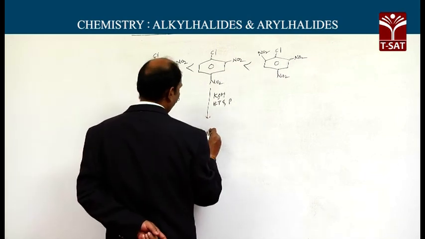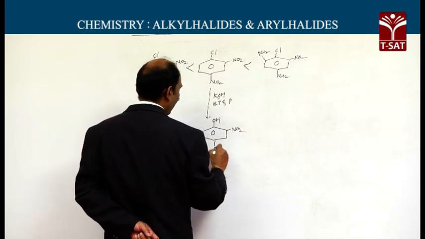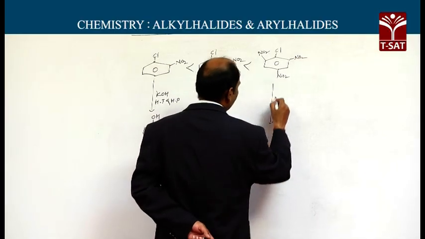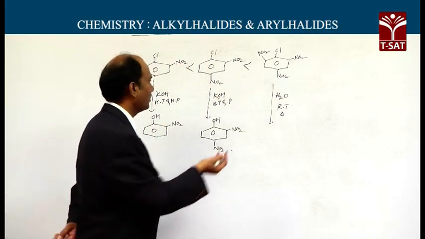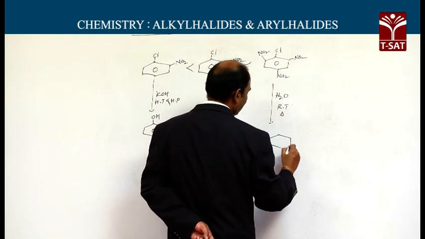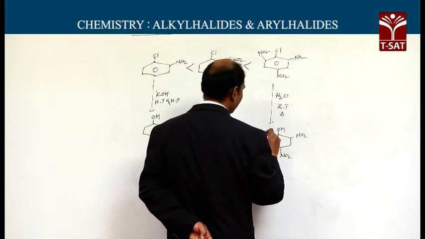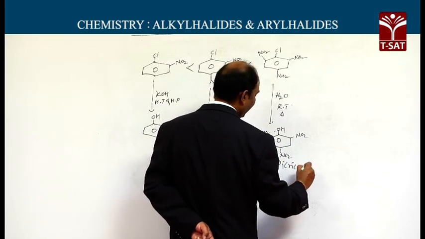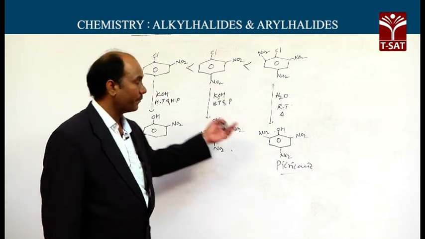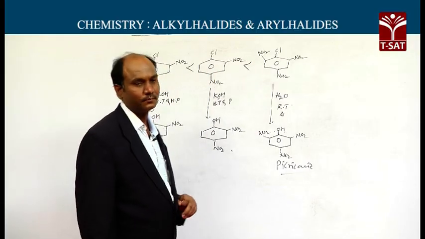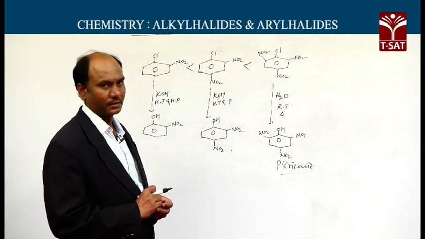Due to the presence of 3 electron withdrawing groups, what we get: this is OH, this is NO2 and this is NO2. If you observe this one, just by adding water at room temperature or just slightly heating, this Cl is replaced by OH, and here it is NO2 and this is also NO2. This is called picric acid. So if we observe this one, 1 NO2, 2 NO2, 3 NO2. 3 electron withdrawing groups are there, so on reacting with water, simply HCl goes away and OH comes. This is called picric acid.